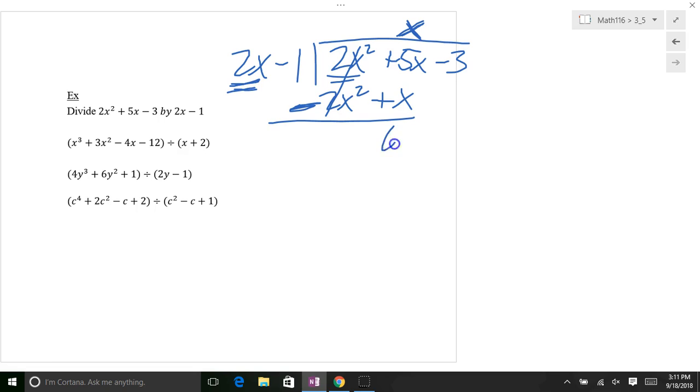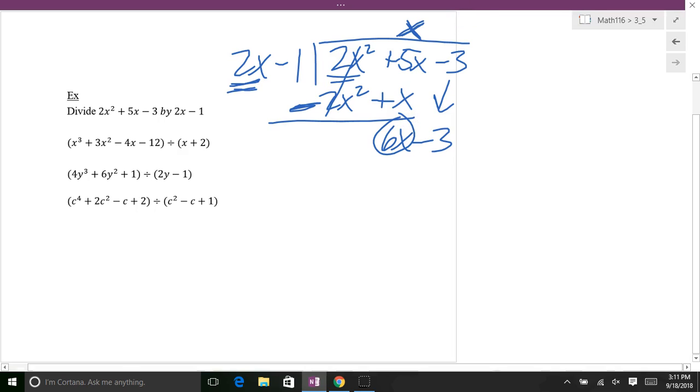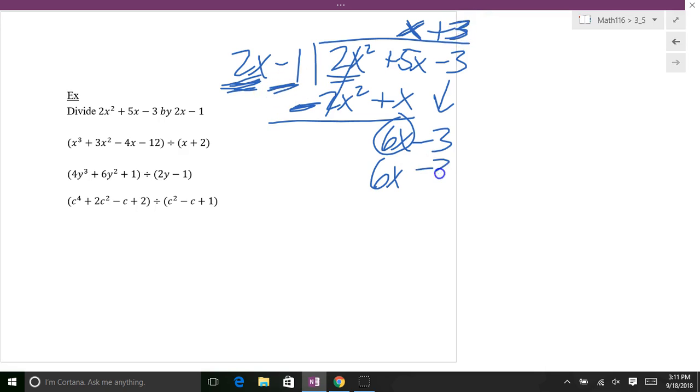5x plus a 1x is 6x. Bring that down, minus 3. Now I've got to match this 6x right here. So what times 2x gives you 6x? Well, that would be a positive 3. 3 times 2x gives you 6x. And then 3 times the negative 1 right there is a negative 3. Don't forget to change those signs. No remainder here. This is our answer, just x plus 3.